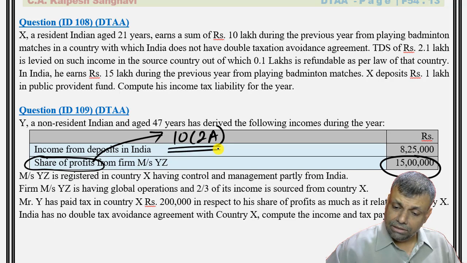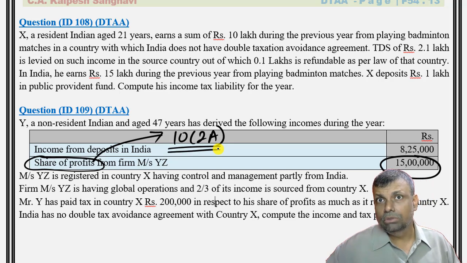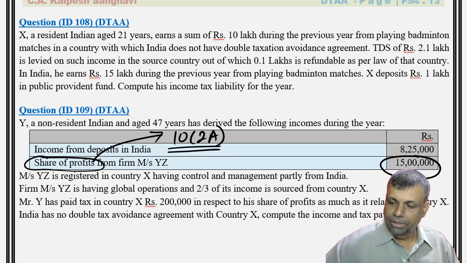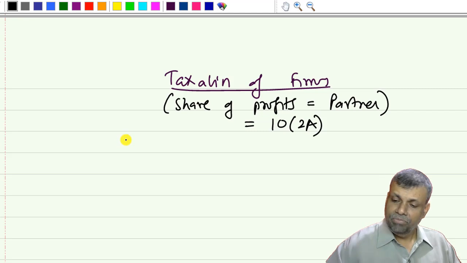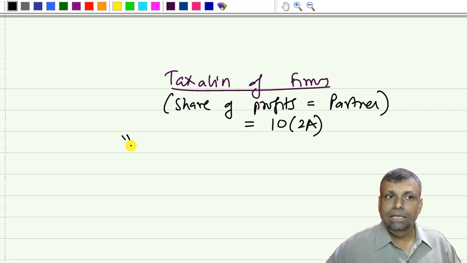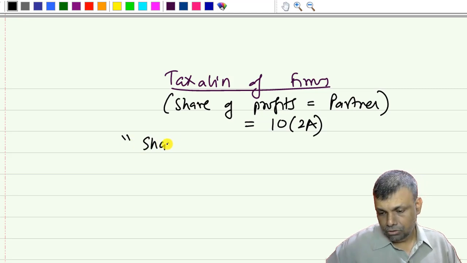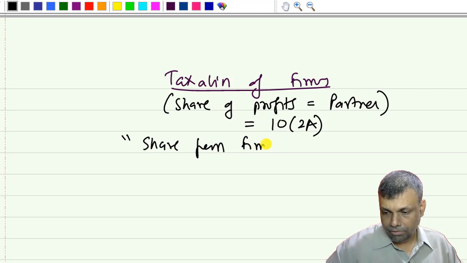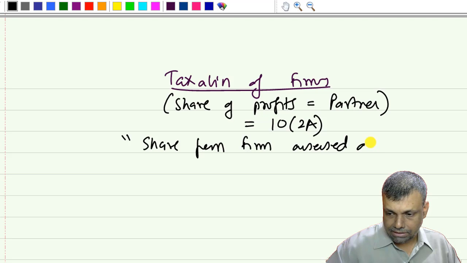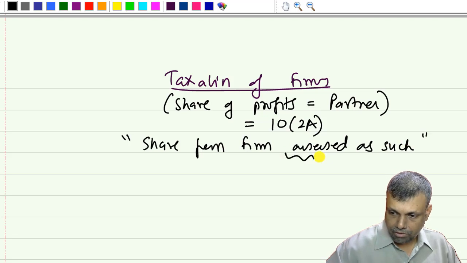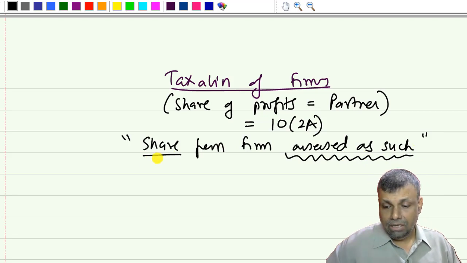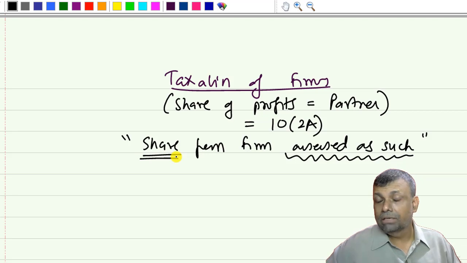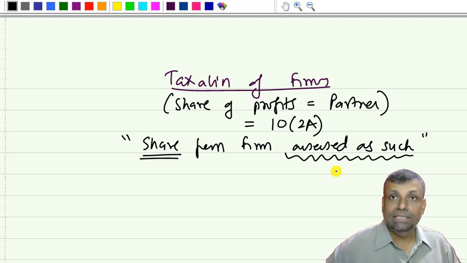Have you understood that? Now, on section 10(2)(a), there is a small little controversy also, and a small little extra point which I want to bring to your notice. If you go through section 10(2)(a), it says that where there is any partner of a partnership firm which is separately assessed as such, so basically the share from a firm which is assessed as such, if a partner is getting a share from this partnership firm, it is exempt. But what do you mean by assessed as such?